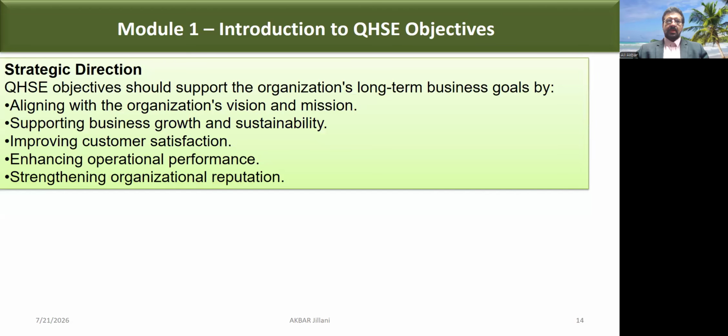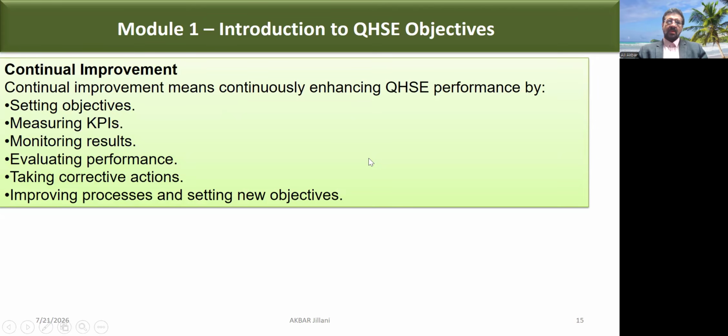Now, strategic direction. When we are talking about the strategic direction of the objective, QHSE objectives should support the organization's long-term business goals by aligning with the organization's vision and mission, supporting business growth and sustainability, improving customer satisfaction, enhancing operational performance, and strengthening organizational reputation.